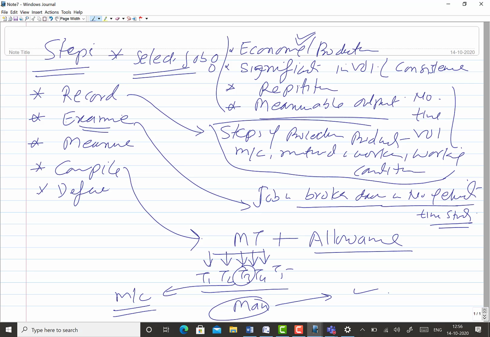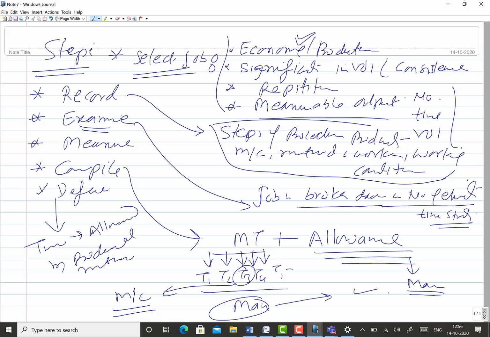So in compilation, what we do, the time for the different elements is quantified, then it is added with the allowances. Allowances are added only for the elements completed by the man, not for the machine elements. Okay, and finally the define. Just define the time allowed for doing a job by a given procedure, by a given method, by a given worker, by a given machine. So that is identified.